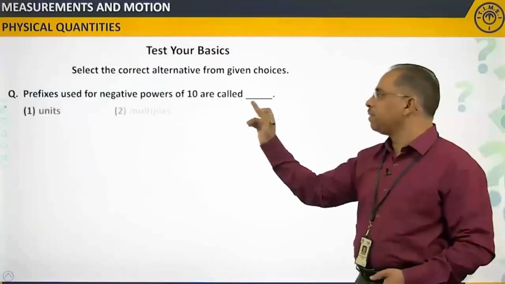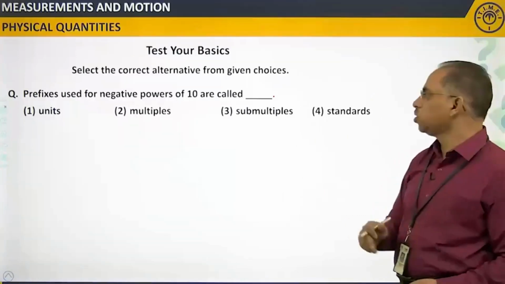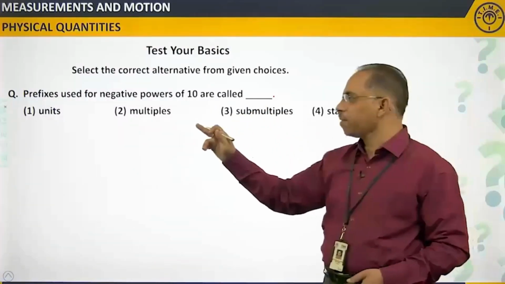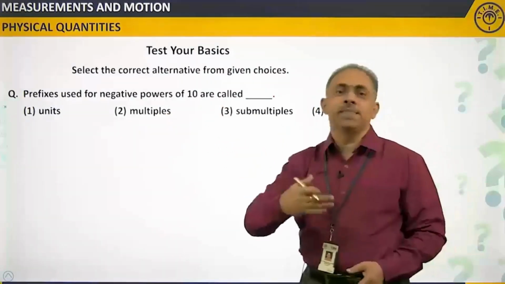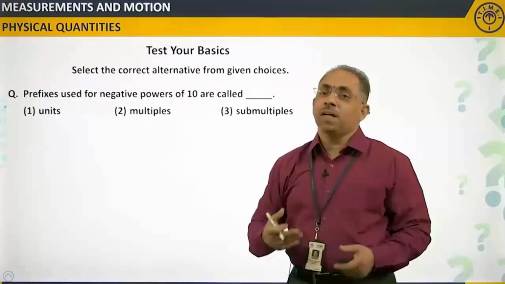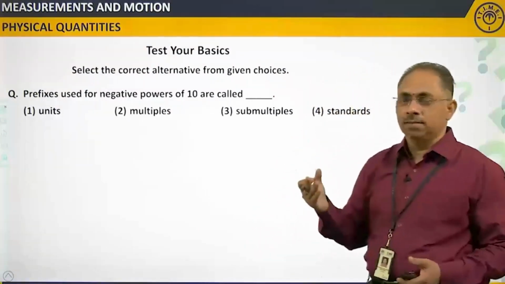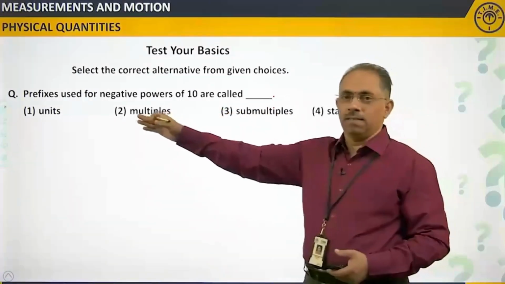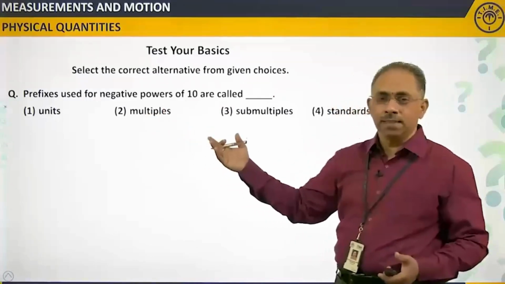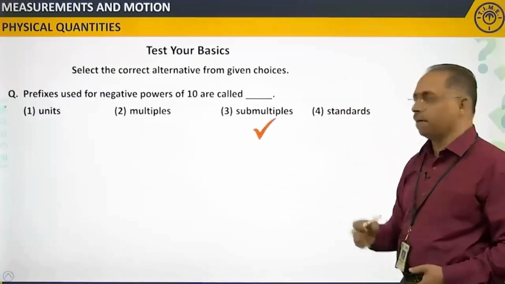Prefixes used for negative powers of 10. So, when you are talking about negative powers, we have positive powers as well as negative powers. What are positive powers called for 10? Multiples. As far as negative powers are considered, it will be submultiples.